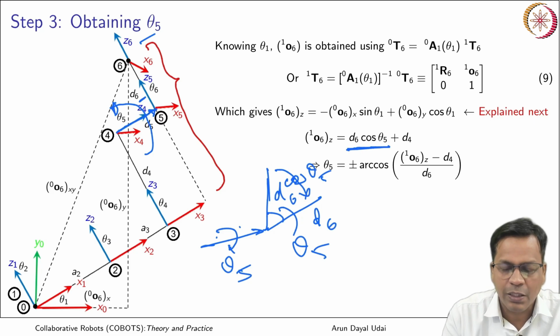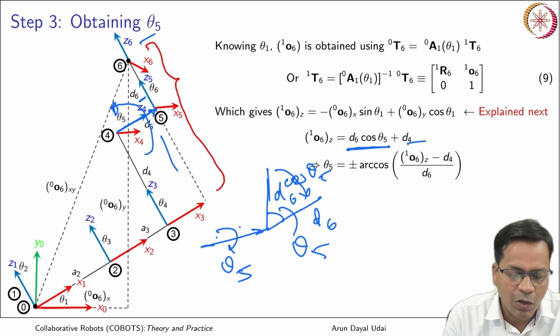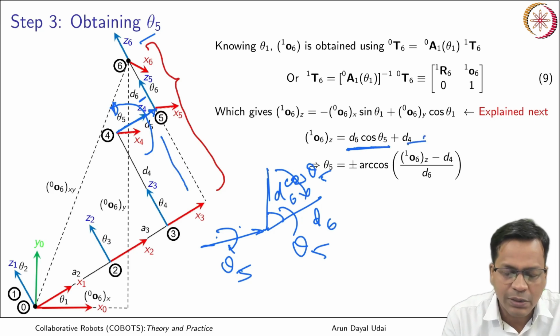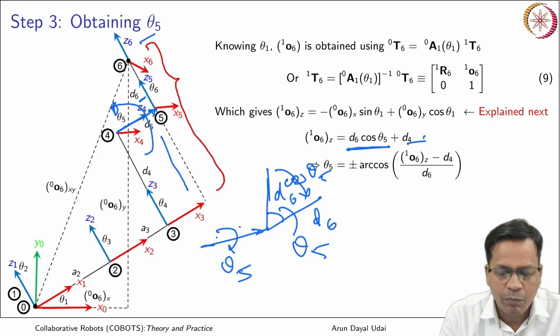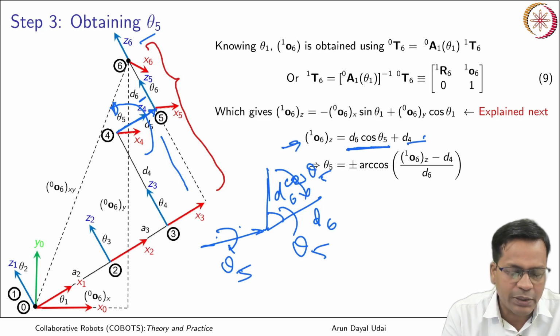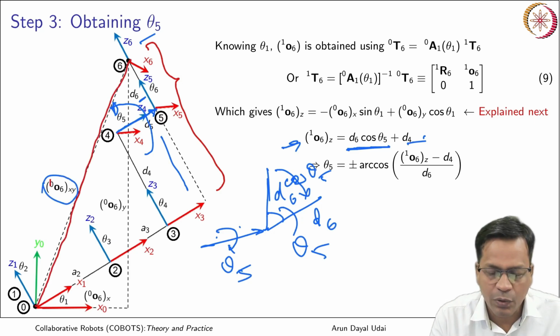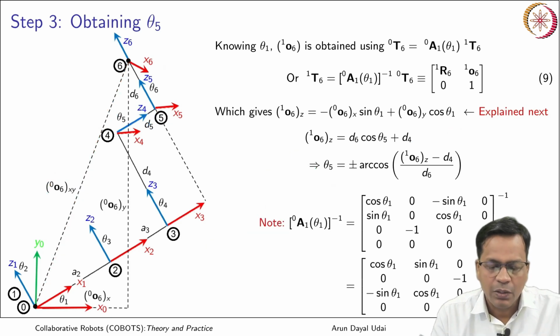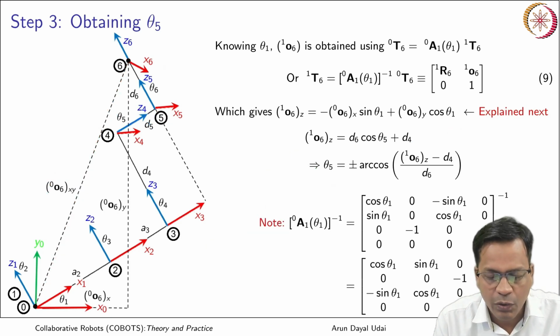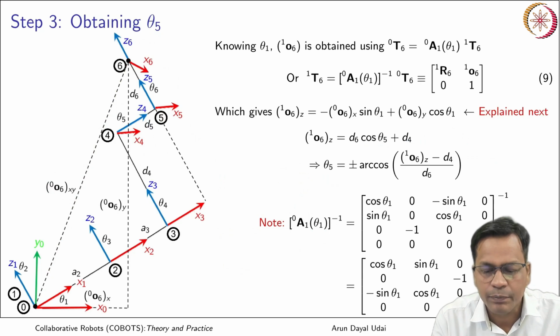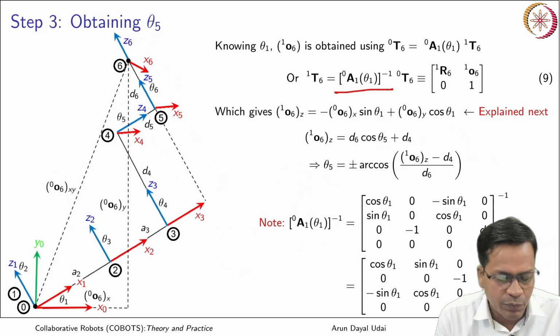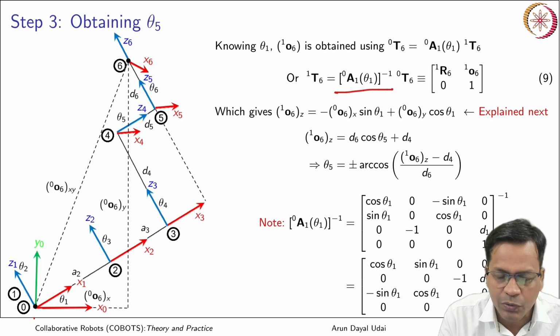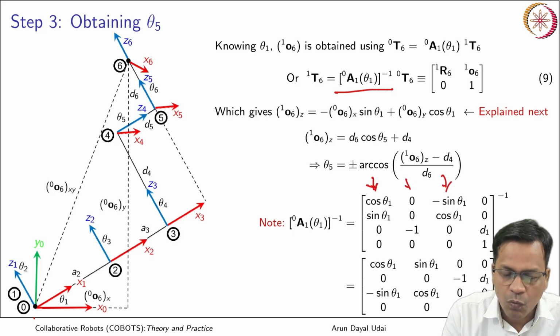That is visible here, and d4 is the distance already along the Z axis. So d4 plus d6 cosine theta 5 becomes the Z projection of 1 to 6. Using that I can quickly obtain theta 5, which is equal to this. This is further extended to this. Now, how much is 0A1 inverse, which I have used here? That is very trivial. You can just see from the top and calculate it manually also.